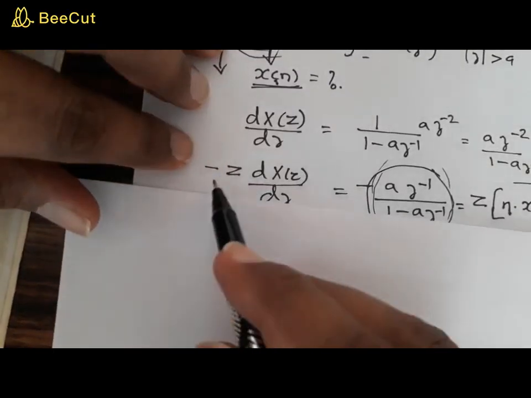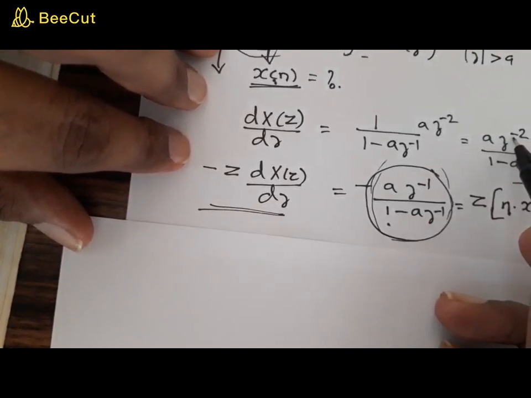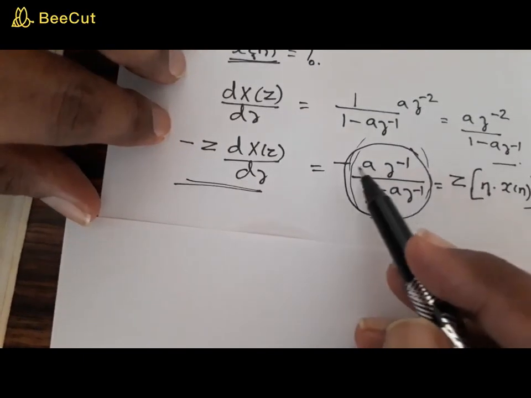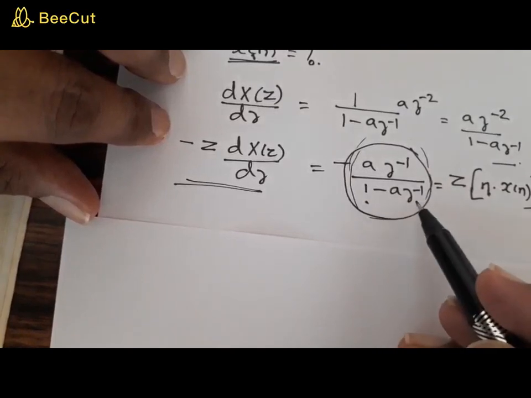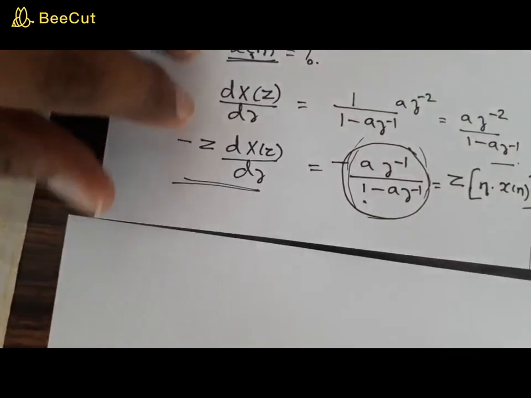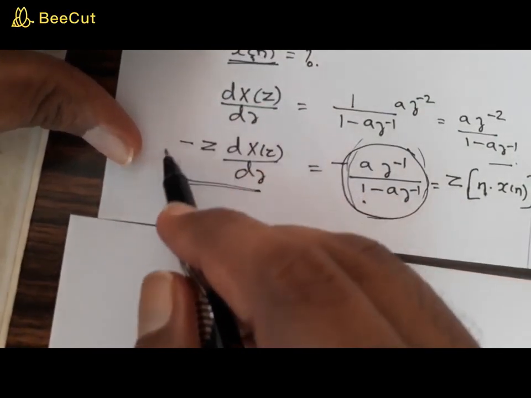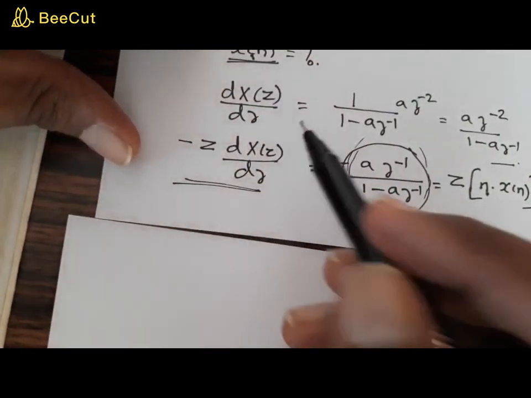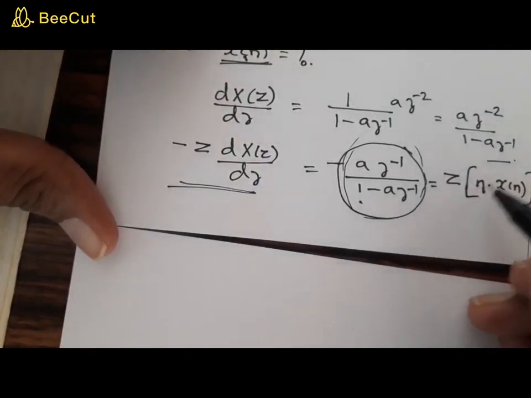Now what is minus z into dX of z by dz? You are multiplying again by minus z, so resulting is minus a into z raised to minus 1 divided by 1 minus a z raised to minus 1. Now from the derivative property, we know that if this is minus z dX of z by dz, this is actually the z transform of what?